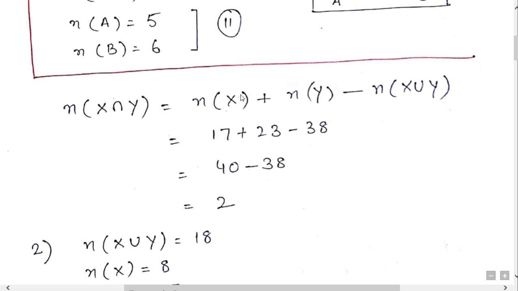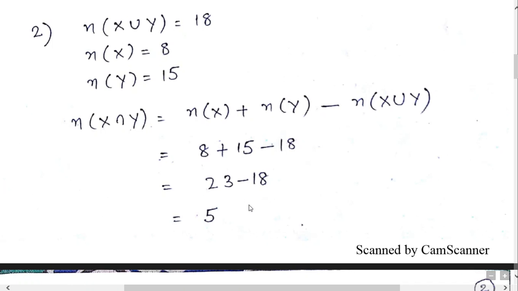Now apply the same formula here. For n(X intersection Y), just subtract the value of the union from the right hand side: n(X) plus n(Y) minus n(X union Y). n(X) is given to you, that is 17. The second value is 23 and the third value is 38. Calculate this value, 40 minus 38, the answer is 2.